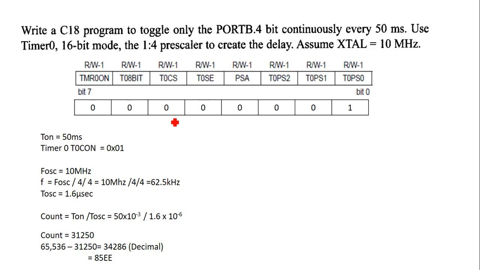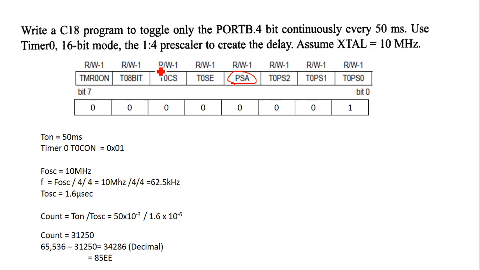Then we are using the prescaler, so this bit will decide whether the prescaler is used or not. If you don't want to use the prescaler, you bypass it and this bit will become 1, otherwise 0. If you are using the prescaler, then this bit will be 0, and the remaining 3 bits will decide what prescaler type you want, 1:2 or 1:4, 1:8, 1:16. Here for 1:4 we are using 001 prescaler.